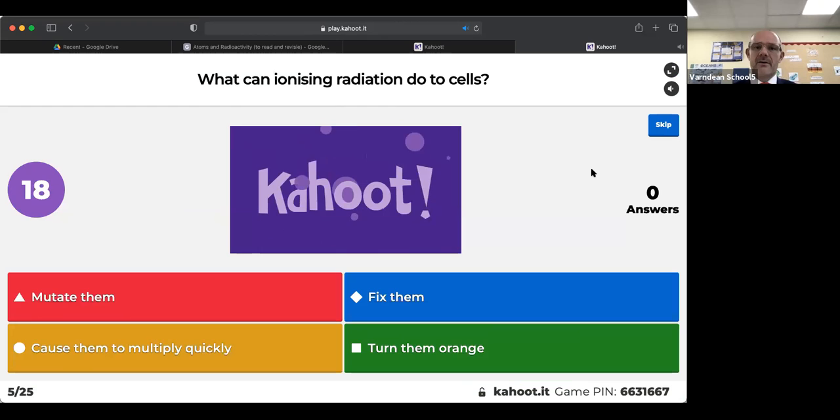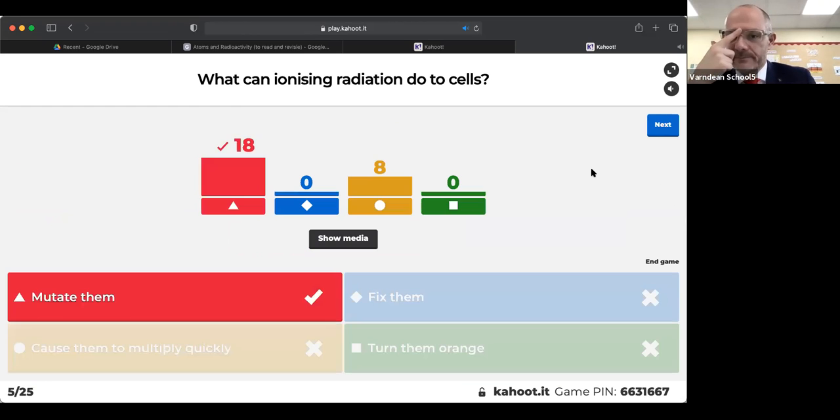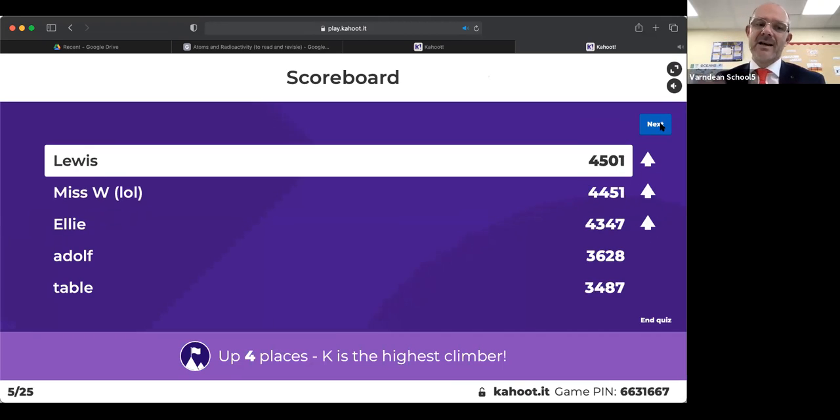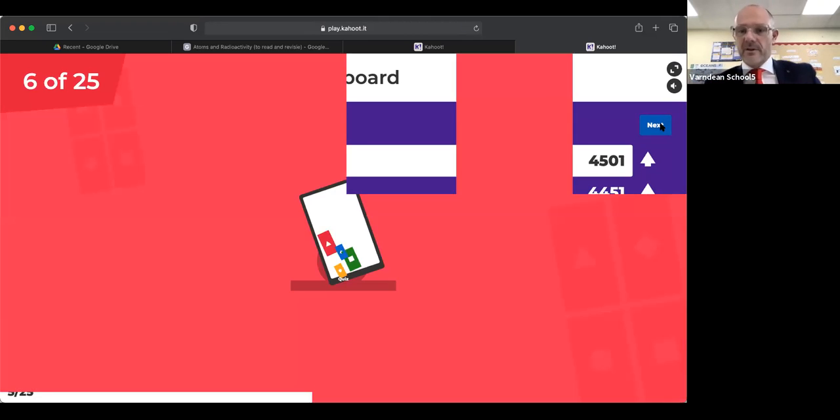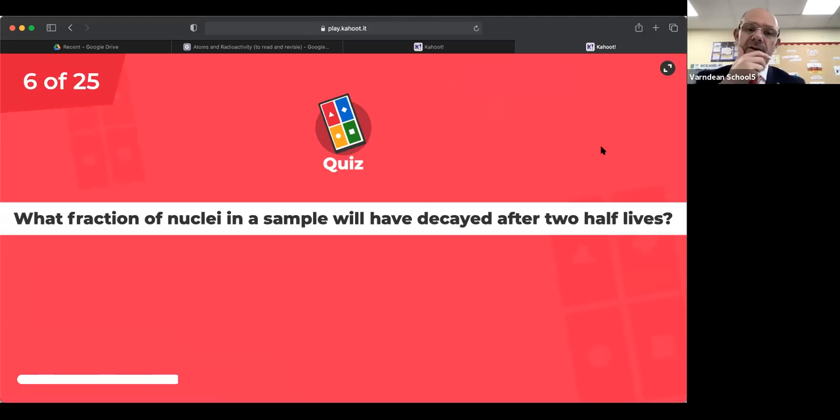What can ionizing radiation do to cells? It's one important thing, and doing this can lead to cancer, because cancer is essentially one of these. It's not orange. I'm glad no one picked that. It can mutate them. Okay, and I see why people say cause them to multiply quickly, because that's what cancer is, but it's mutated cells that are multiplying quickly. Its mutation causes it to do that.